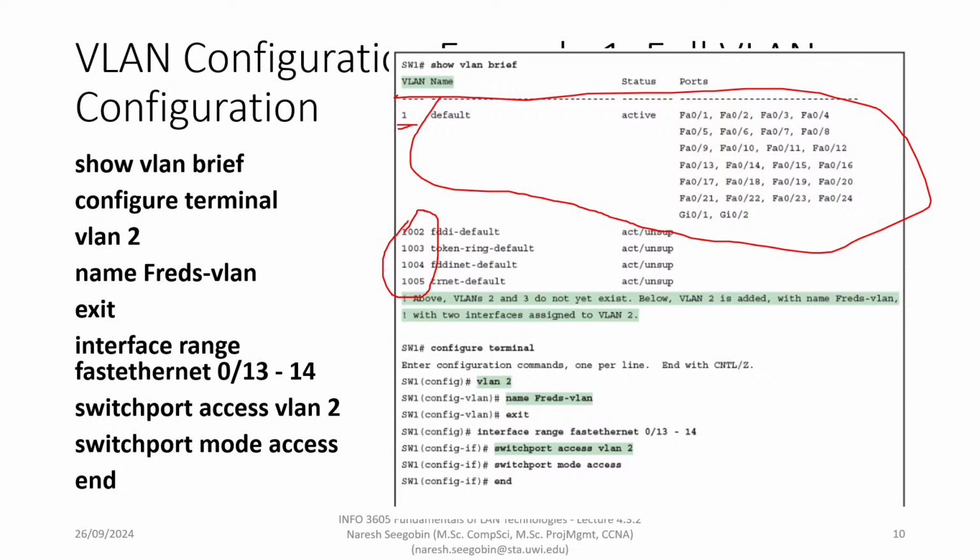So then you go into configuration mode, and then you start typing the VLAN number here. So that's VLAN 2. Go straight into VLAN configuration, and then you actually type name Fred's VLAN. In this case, it's Fred's VLAN.